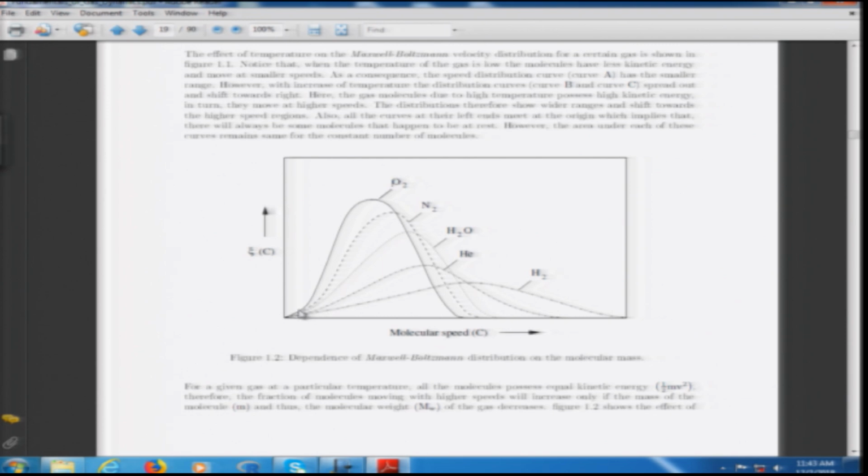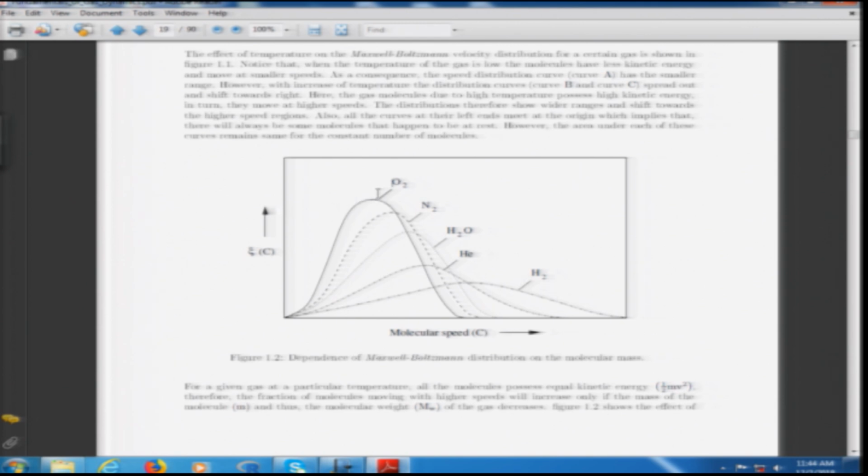What we see is that the speed distribution of heavier gases has a smaller range than that of lighter gases. In other words, for the same constant number of molecules, the area covered under each of these curves is essentially the same, and the lighter gases have higher molecular speeds than the heavier gases.